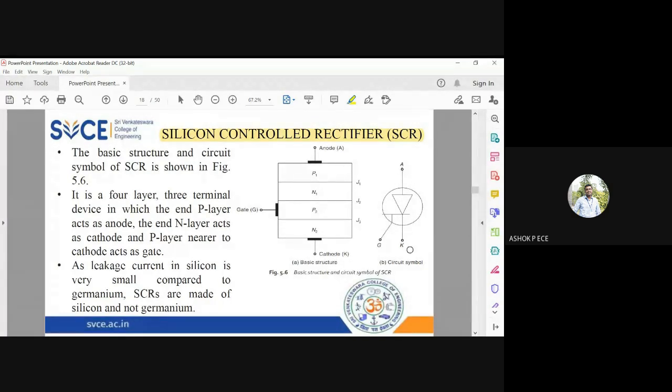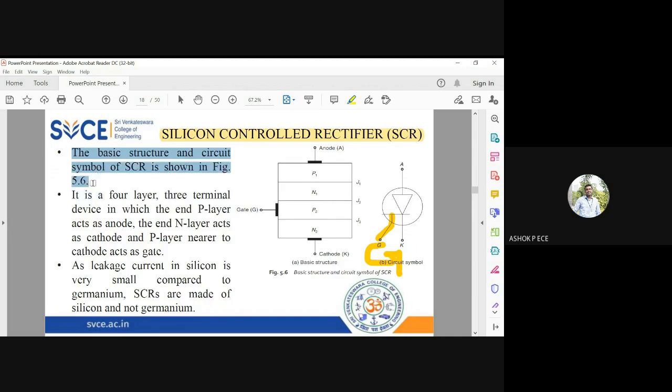You have anode, cathode, and gate. So it is just like your conventional PN junction diode, but you have some controlling terminal in the form of gate. So this gate is going to control the entire functionality of the device. So this SCR is called a silicon controlled rectifier.